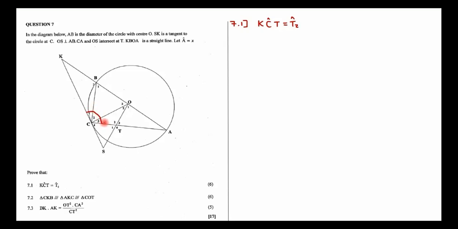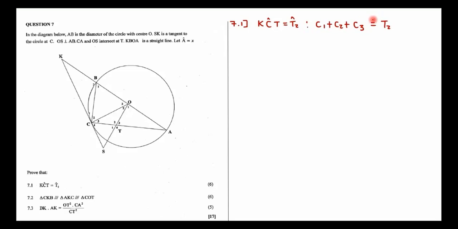Now already here you can see that there's something they did to confuse you, right? What is that? Basically they've given you an angle, knowing very well that it is broken down into three parts. So whenever you have an angle that you can write as three parts, it's always advisable that you write it according to those parts. For example, here KCT is the same as C1 plus C2 plus C3. Now this is equal to T2. Basically they want us to prove that C1 plus C2 plus C3 is the same as T2.